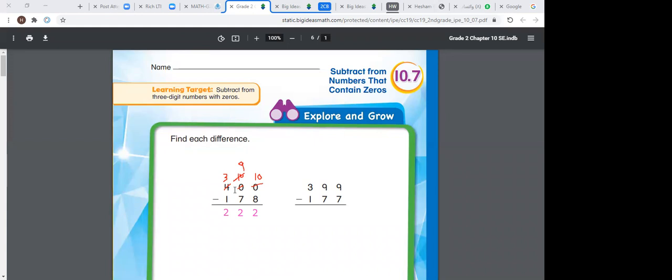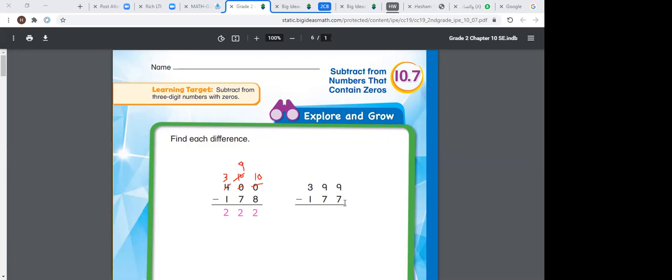400 minus 1 equals 399. 178 minus 1, 177. Okay? So you can use compensation by subtracting 1 from the first number and subtracting 1 from the second number. Here make minus 1, minus 1. 400 minus 1, 399. 178 minus 1, 177.